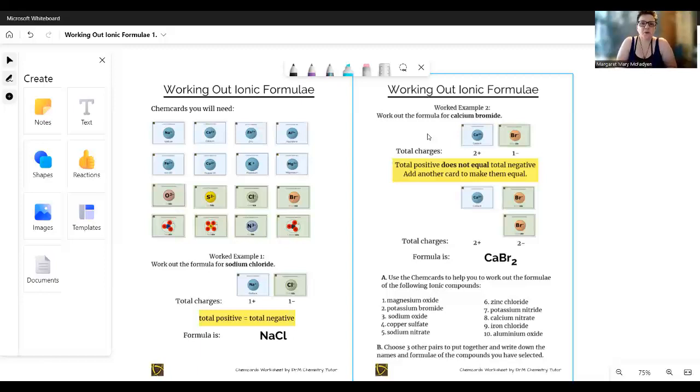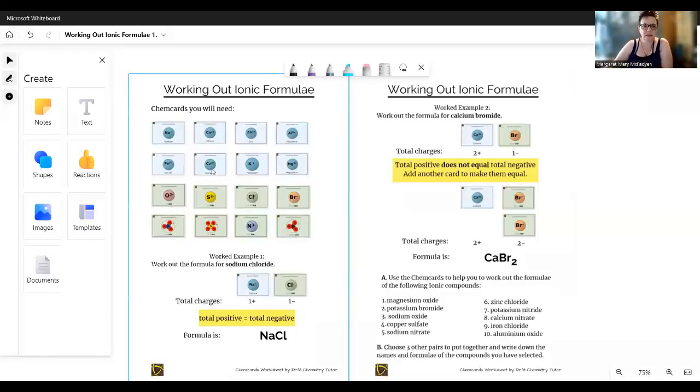Here in this lesson, we're going to use the Chemcards to help us to work out the formula of some ionic compounds. And in this one, I'm using the picture side of the Chemcards rather than the formula side. So the first thing to do is to get your selection of Chemcards. If you have this worksheet, have a look at the Chemcards that you will need, and then get them out and lay them out in front of you. Pause the video at this point to give you a chance to do that.